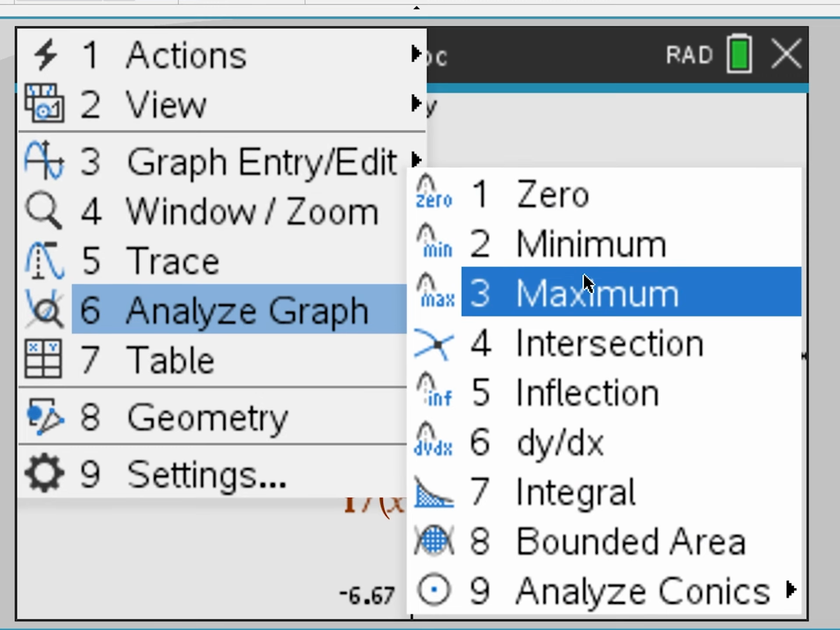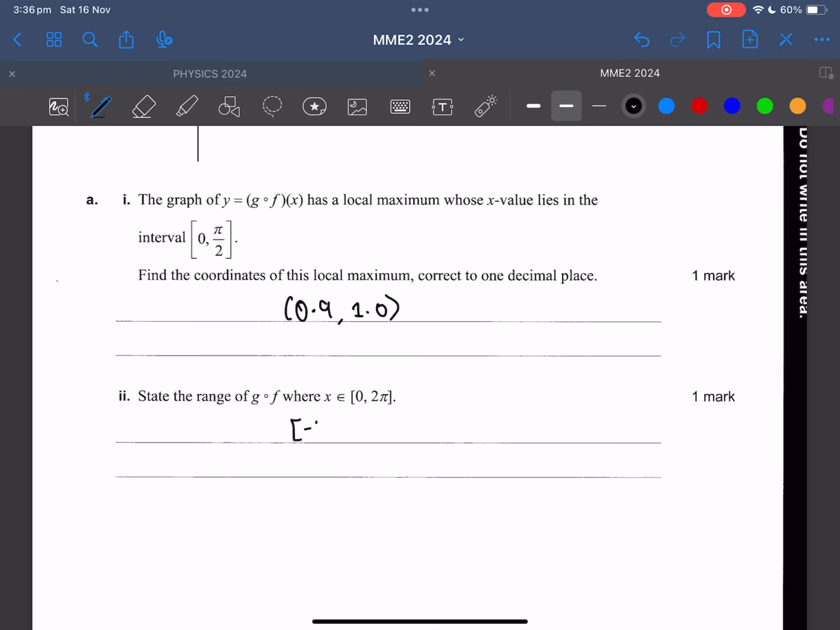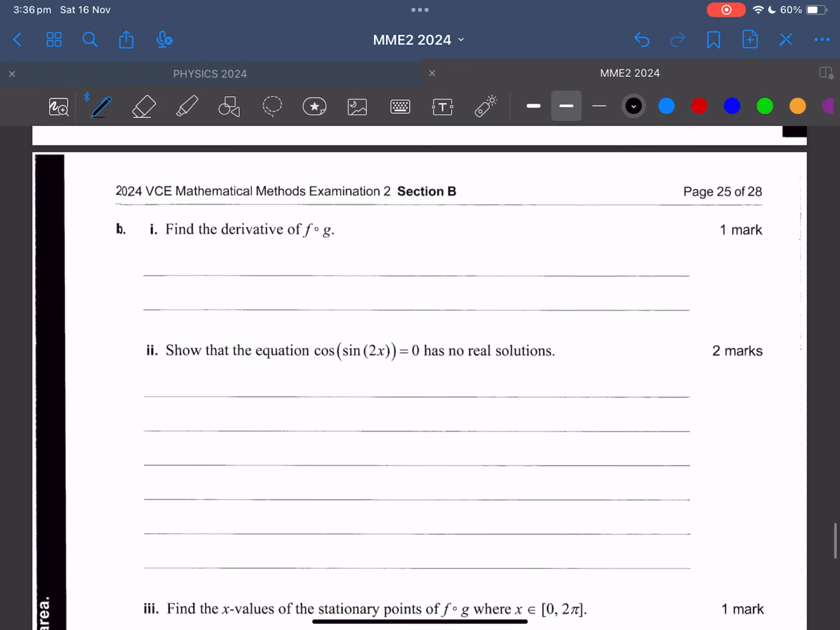Menu 6, 2, I mean. Yeah, so the range is just from -1 to 1. Okay, so -1 to 1. Okay. Find the derivative of f of g.